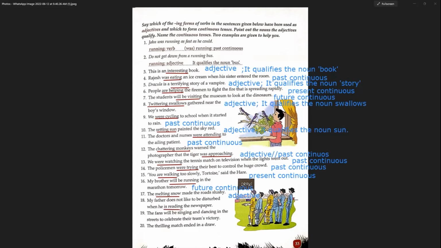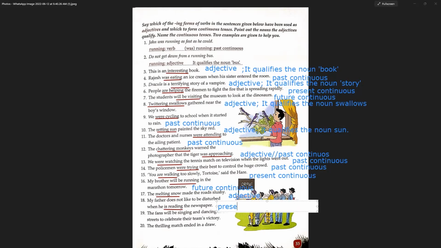My father does not like to be disturbed when he is reading the newspaper. Senudi, what is reading there? What is reading there? Who can tell it? Can I tell? Yes, please. Present continuous. Exactly. And the fans will be singing and dancing in the streets to celebrate their team's victory.